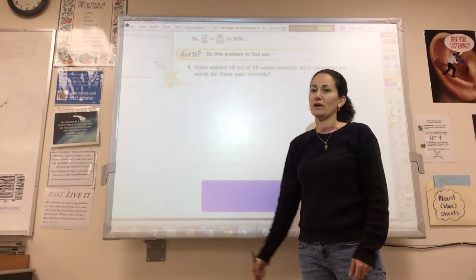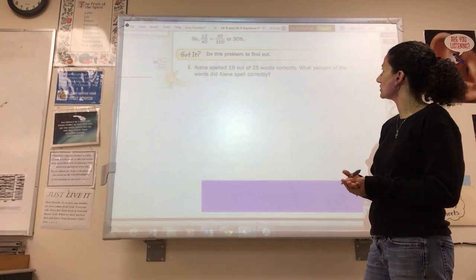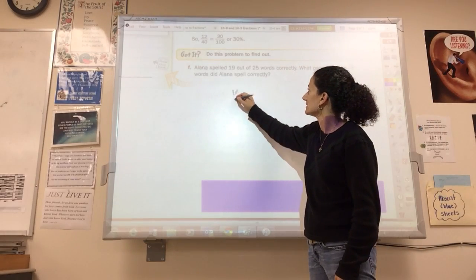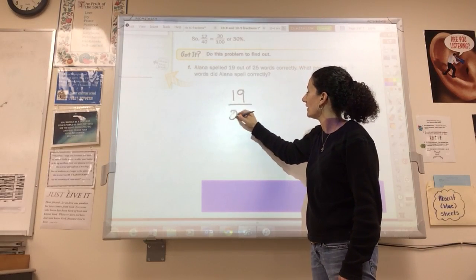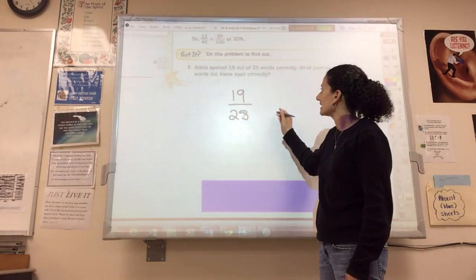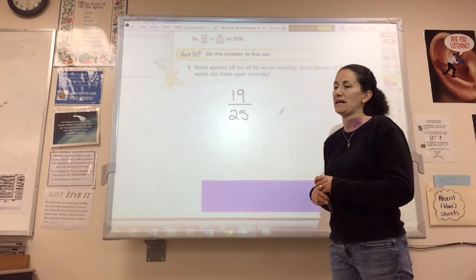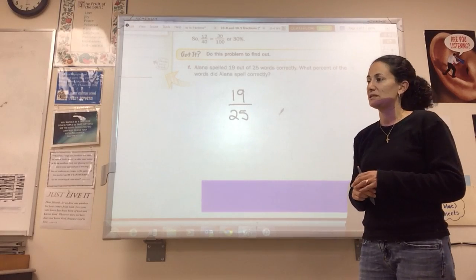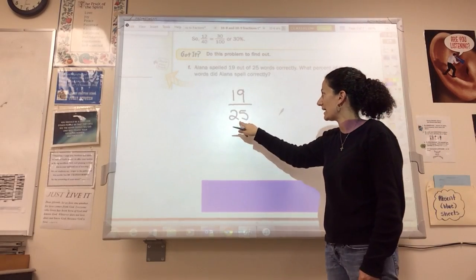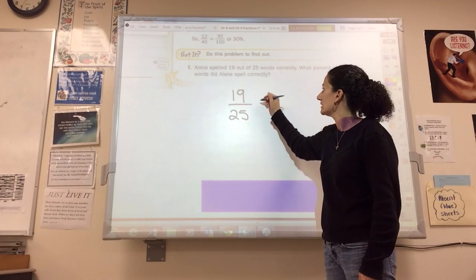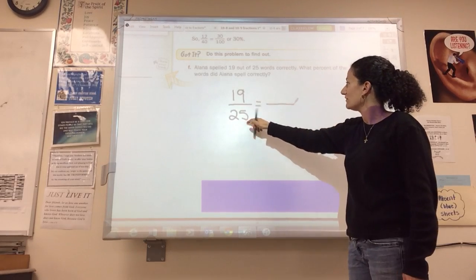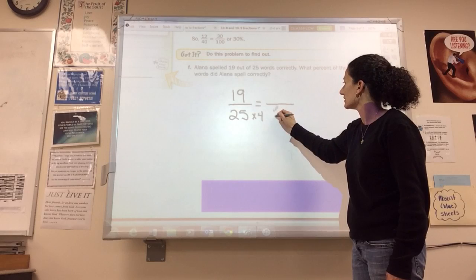19 out of 25. Alana spelled 19 out of 25 words correctly. What percent is this? So if you have 19 out of 25, first strategy is to look to see, can you simplify it? And the answer here is no. The second strategy is to try to make this into 100. So in this case, 25 times 4 is 100.